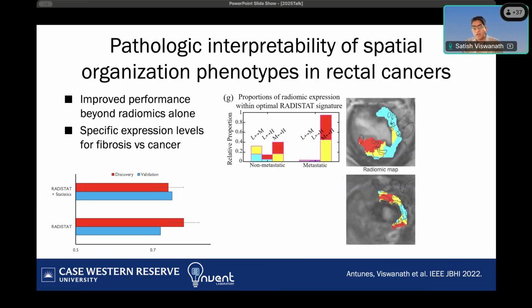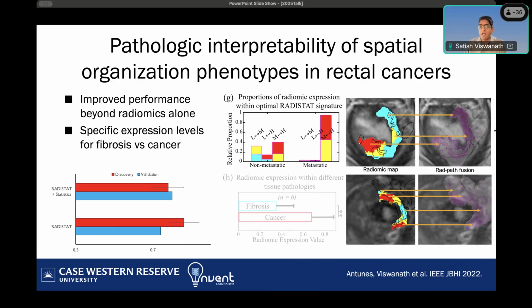We said, okay, we have the heat map from the MRI scan, which is this blue, red, and yellow quantized heat map. We have the corresponding skewed signature. Metastatic patients have a lot more red and yellow interactions. Non-metastatic have interactions with blue as well. And then we basically took these and mapped them back onto the pathology and looked at which tissue type lined up with which color or which compartment over here.